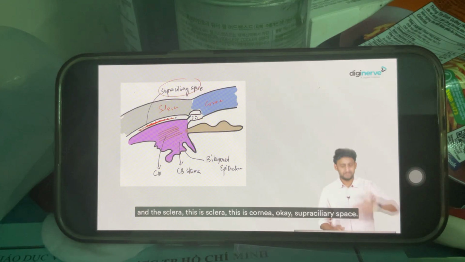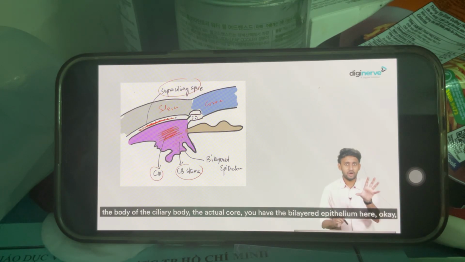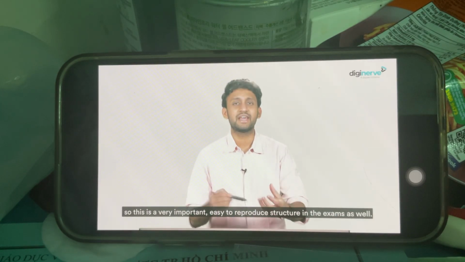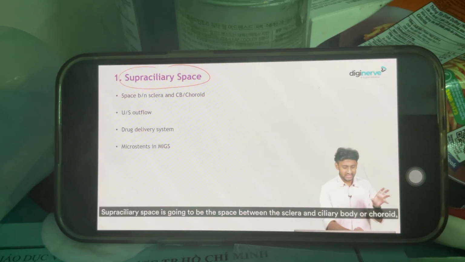Okay, supraciliary space. Here is going to be the ciliary muscle and the ciliary body stroma within the body of the ciliary body, the actual core, and the bilayered epithelium here. Okay, so this is a very important, easy to reproduce structure in the exams as well. We'll take one by one. Supraciliary space is going to be the space between the sclera and ciliary body or choroid.